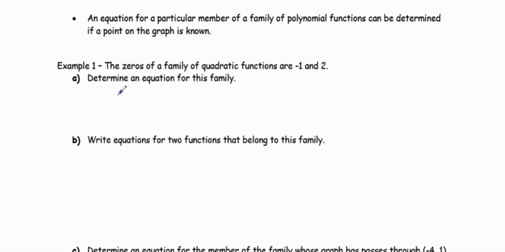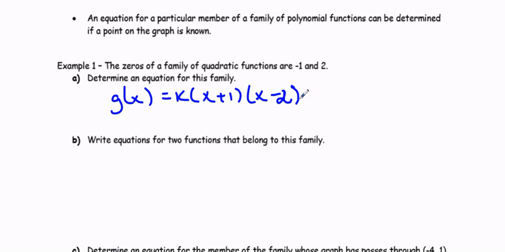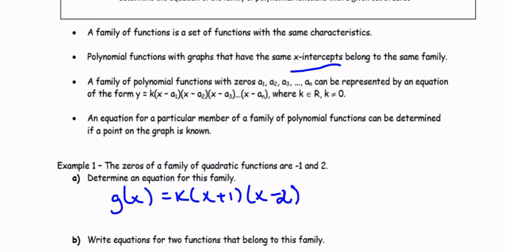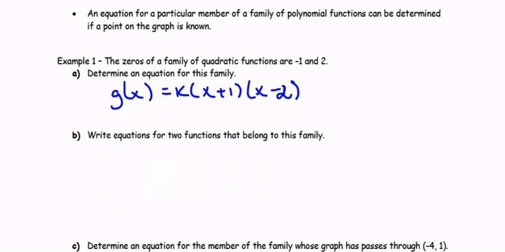All right, here we go. The zeros of a family of quadratic functions are -1 and 2. Determine an equation for this family. A generic equation would be something like g of x equals k times x plus 1 times x minus 2. That's the generic equation. That represents all of the possible equations when you have zeros of -1 and +2, because k is an element of R. If we go back up here, k is an element of R, k cannot equal 0. Okay, so there's the general equation.